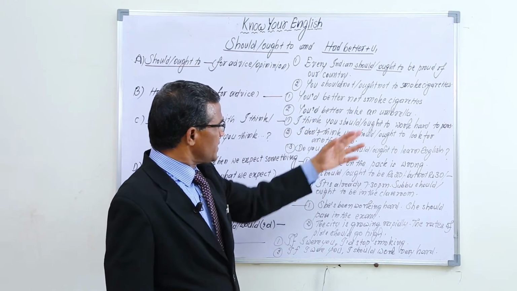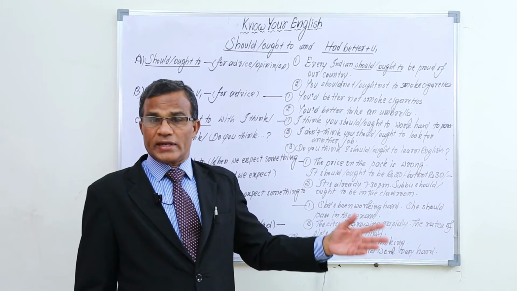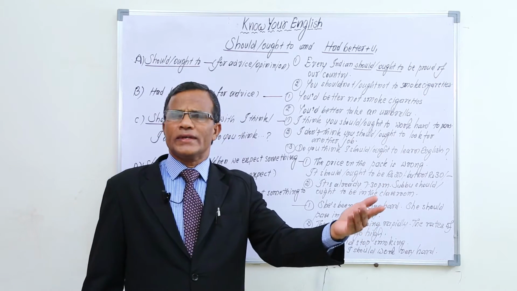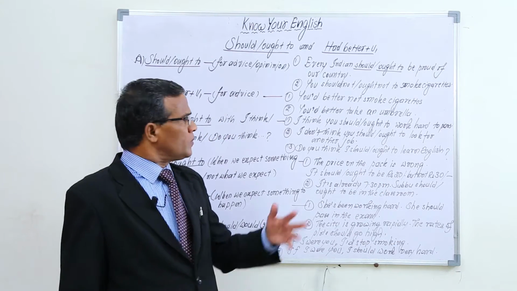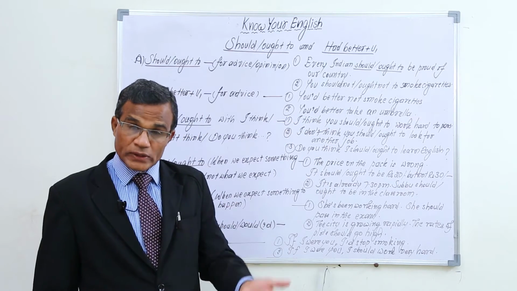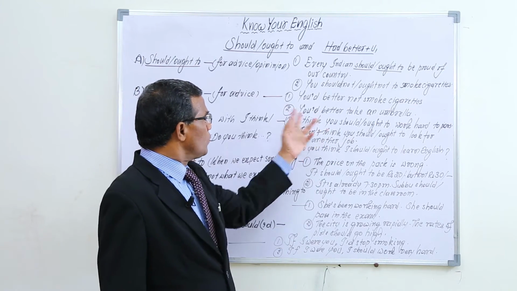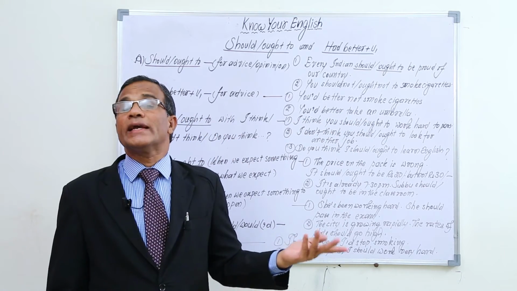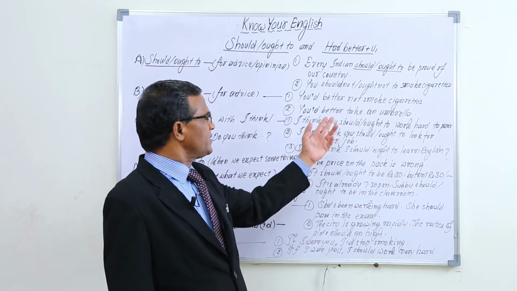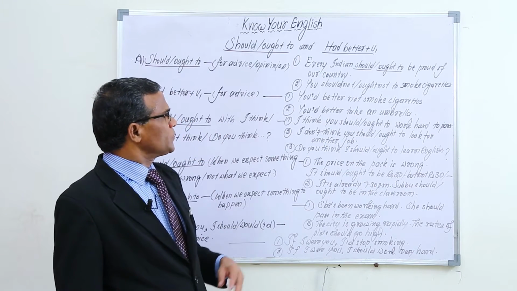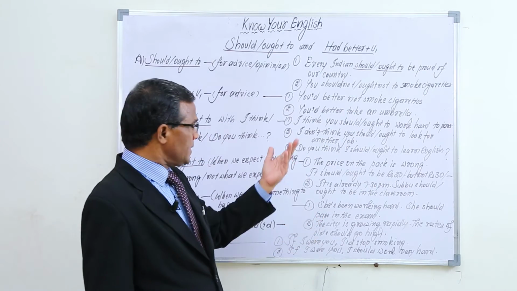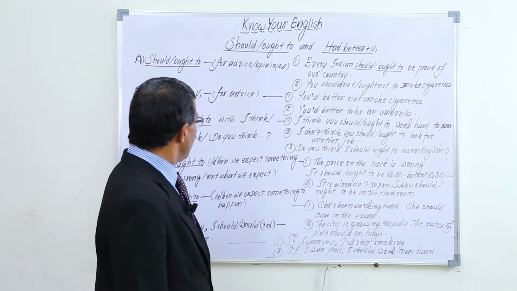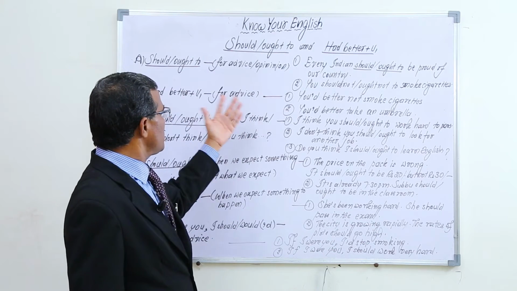And in the same way, you'd better take an umbrella. As it is raining now, if you go out, you'll get wet. So there is a hint of getting wet for you. That's why we can use had better plus V1. You'd better take an umbrella, otherwise you would get wet. As there is a danger or some problem there, we have to use had better plus V1.